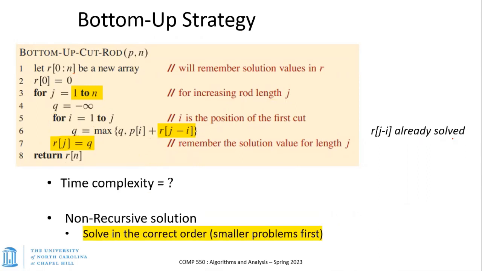So this was the bottom-up strategy. What do you think is the time complexity on this? And this may be easier to see. Okay, because it's non-recursive and it's simply a table lookup. So what do you think, Jane?